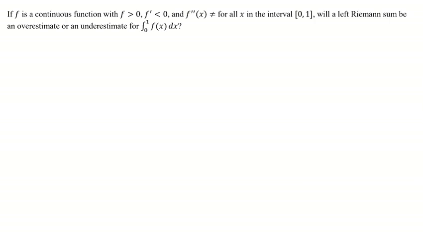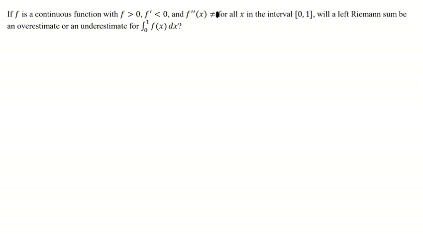Okay. f is a continuous function with f being positive, f prime being negative, and f double prime is not equal to, I bet that's supposed to say 0. Right, so the concavity is not switching, for all x on the interval 0 to 1. Will a left Riemann sum be an overestimate or an underestimate for the area under the graph of f from 0 to 1?